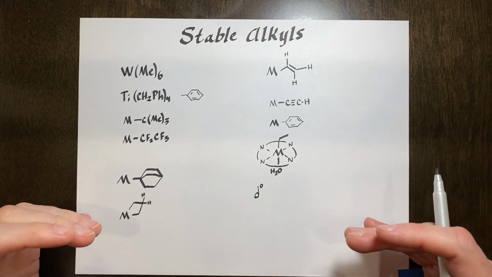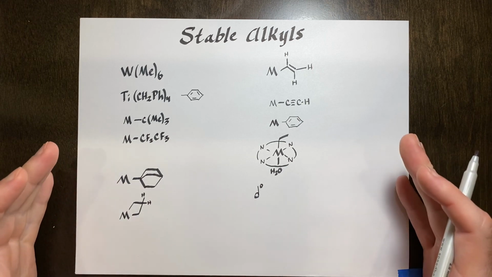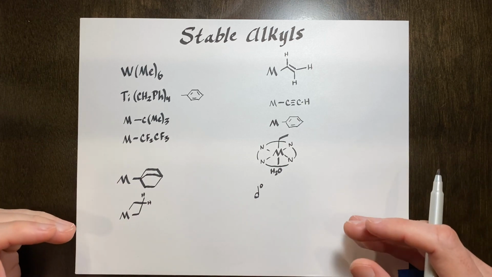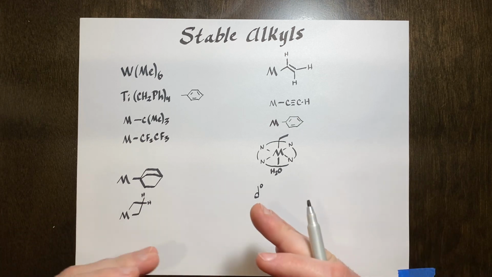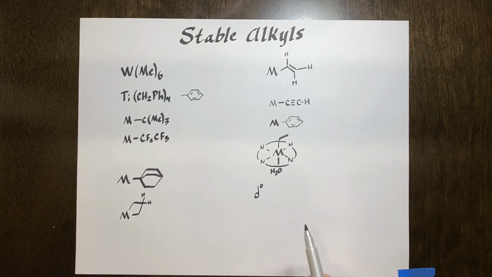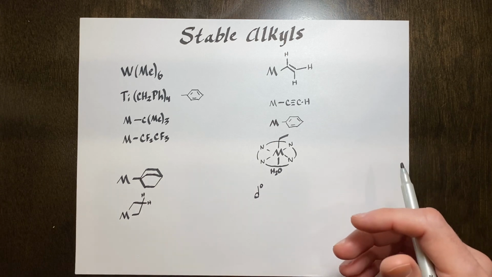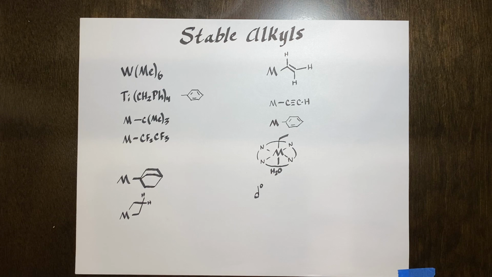So these are some of the ways that we can stabilize metal alkyls, and that way we can study them or use them in synthetic pathways. And these are useful to understand, and kind of a starting point for some of the organometallic reagents that we'll see later.